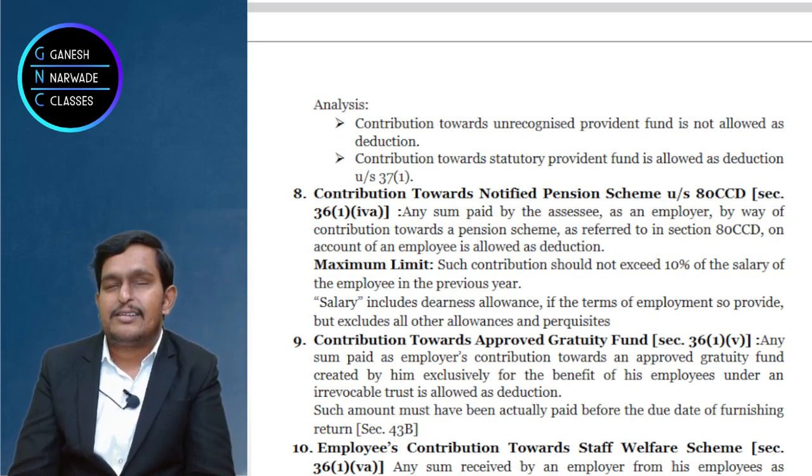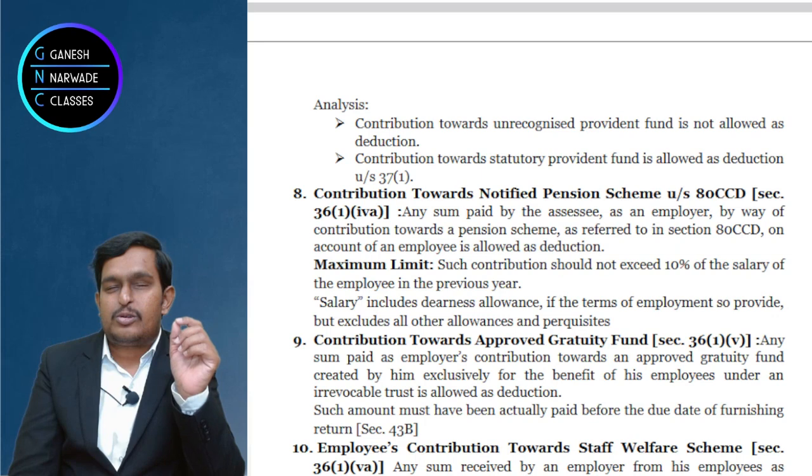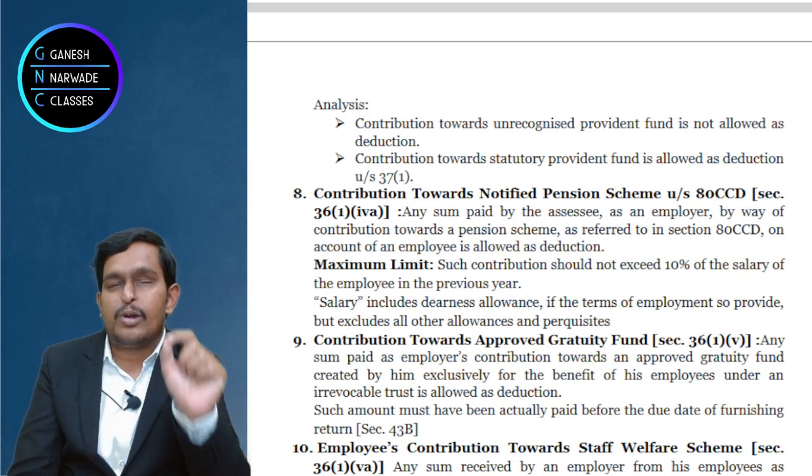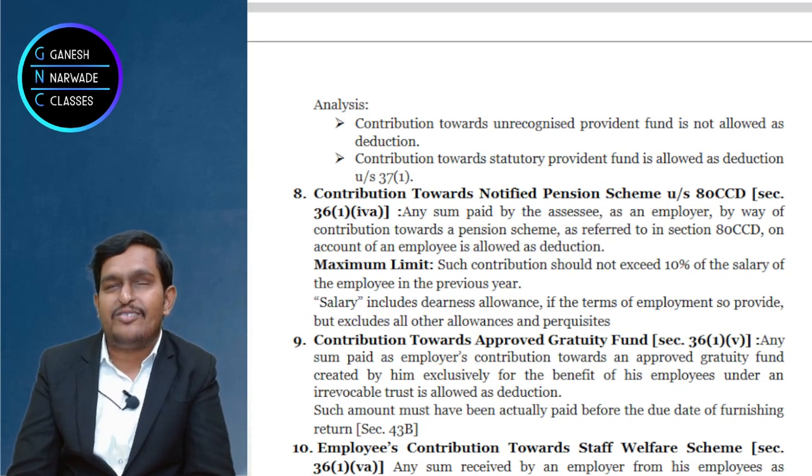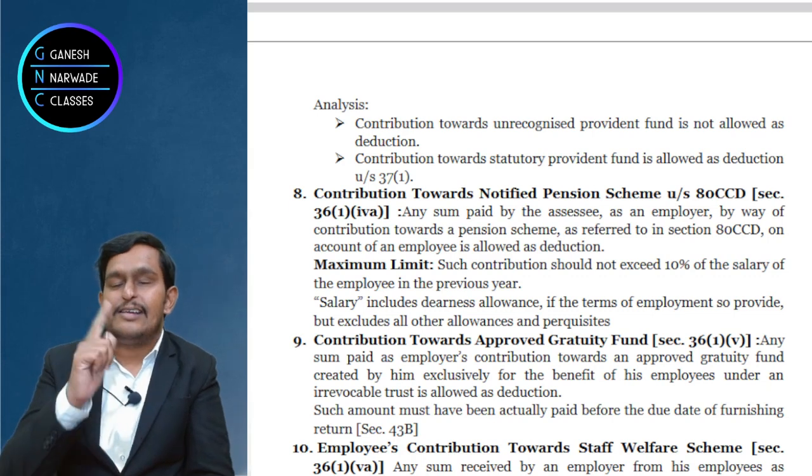Only condition is the payment should be done to the respective fund before the due date of filing the income tax return. Before the due date of filing income tax return, if the payment is done, that's it, he can claim the deduction.